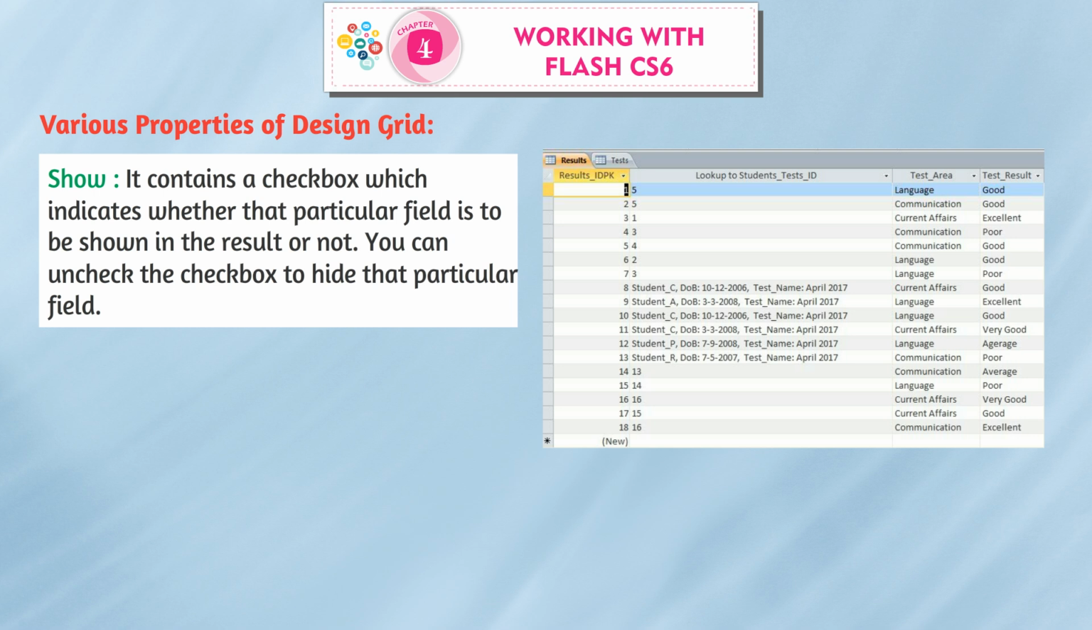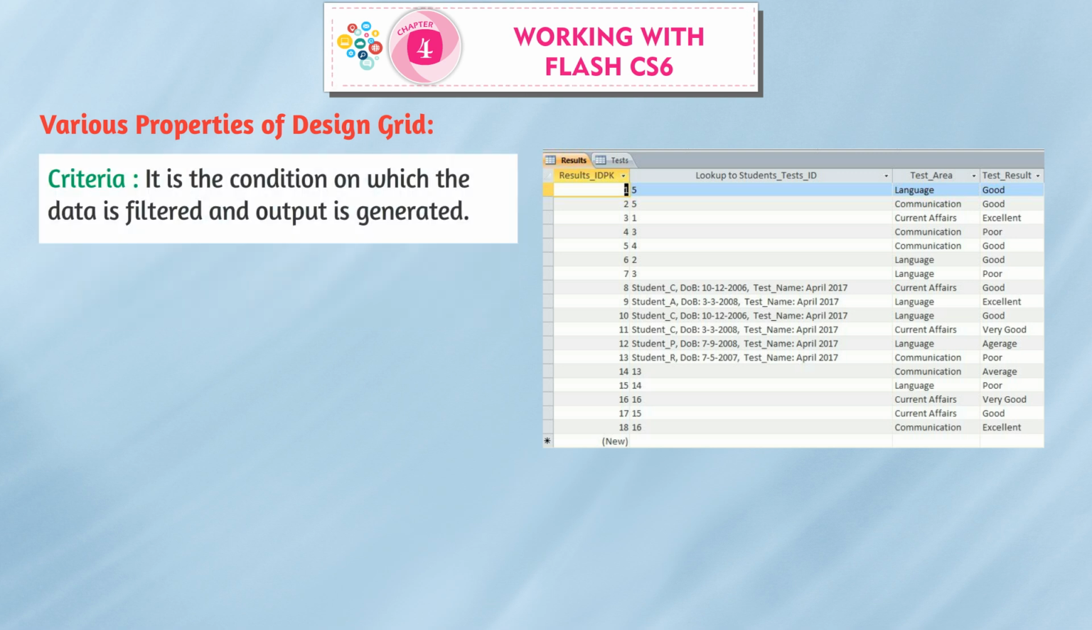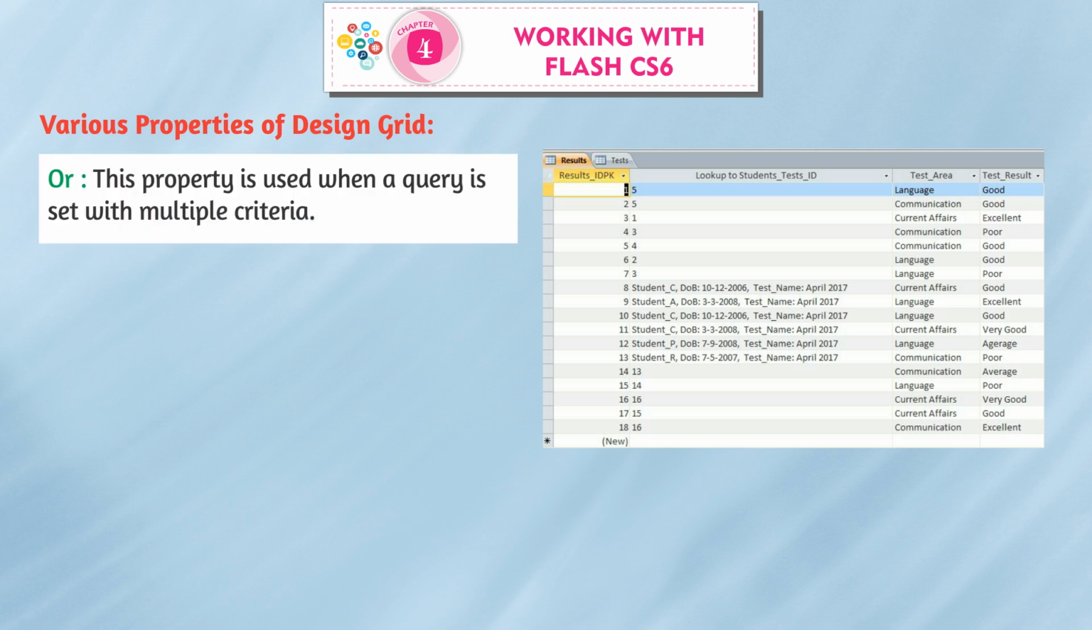You can uncheck the checkbox to hide that particular field. Criteria. It is the condition on which the data is filtered and output is generated. Or. This property is used when a query is set with multiple criteria.